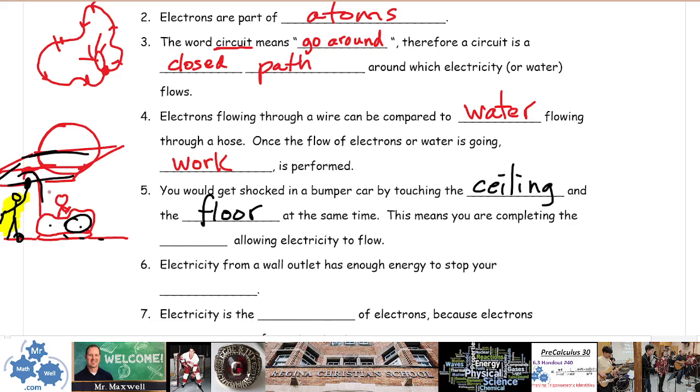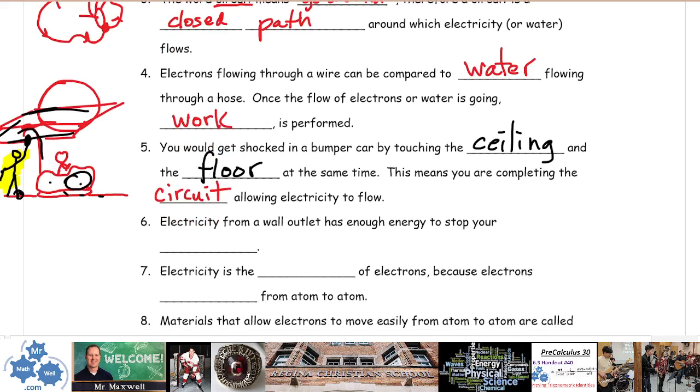This means that you are completing the what? What would we call that? Completing the circuit is correct. Yes, you're completing the circuit. Electricity from a wall outlet has enough energy to stop your what? Heart. Heart is correct. Yes, to stop your heart.